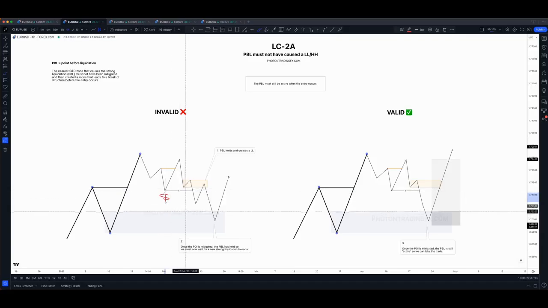Why we want to see this in front of our POI or within our POI is because if we think big orders, the big guys, the big institutions want to buy from here and get long, what do they need? They need opposing liquidity to enter the market with minimal slippage.